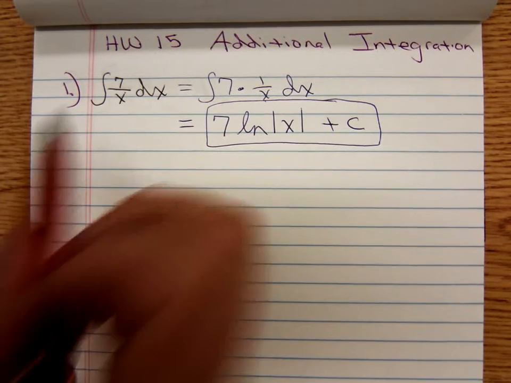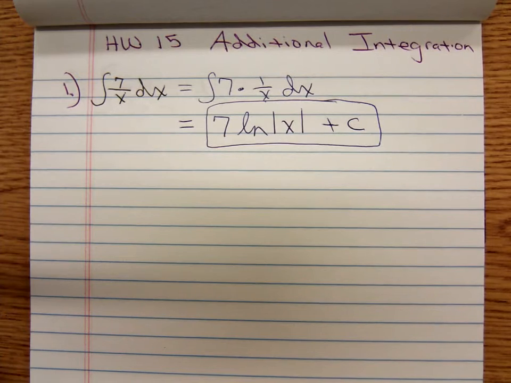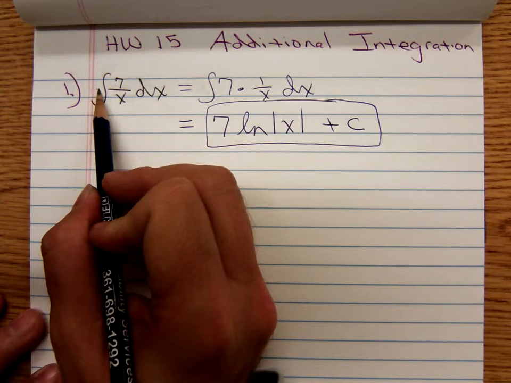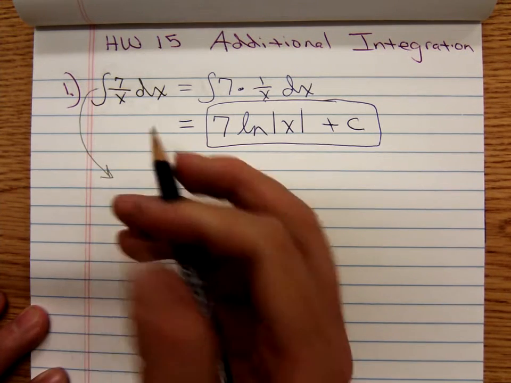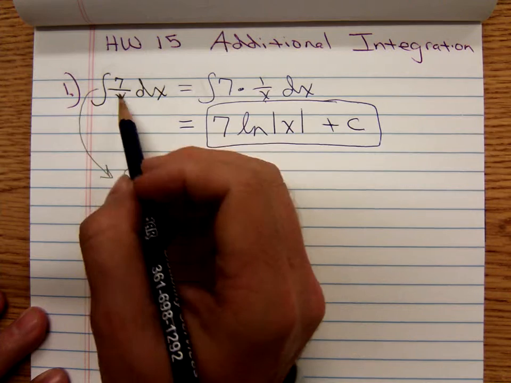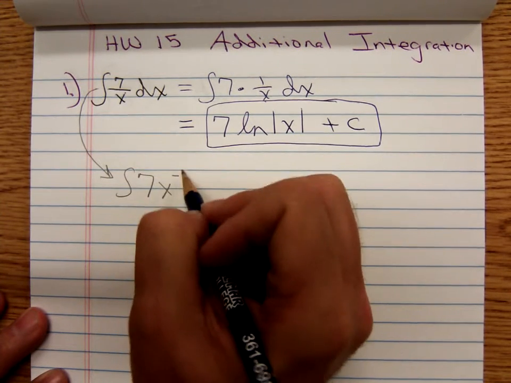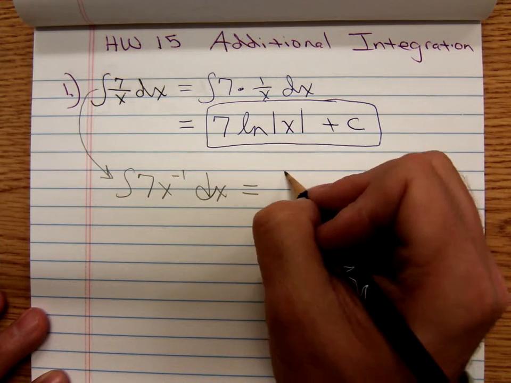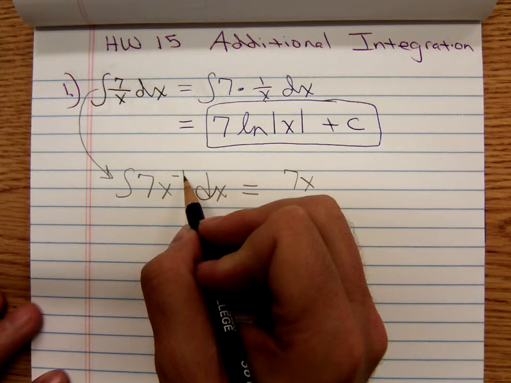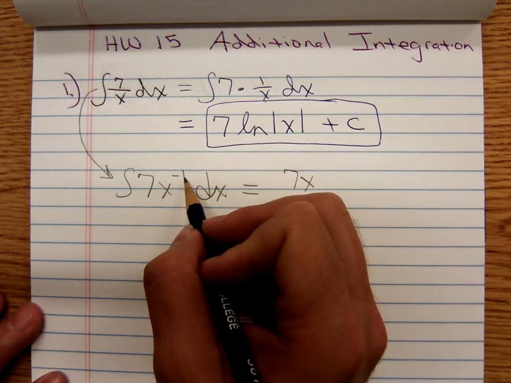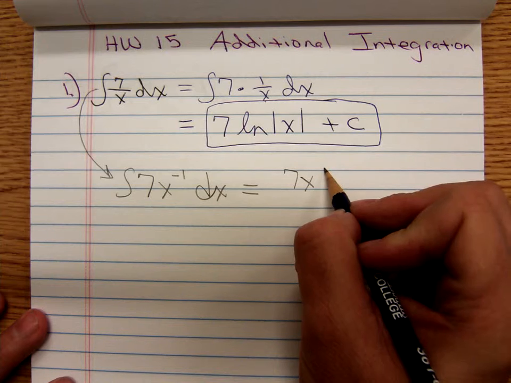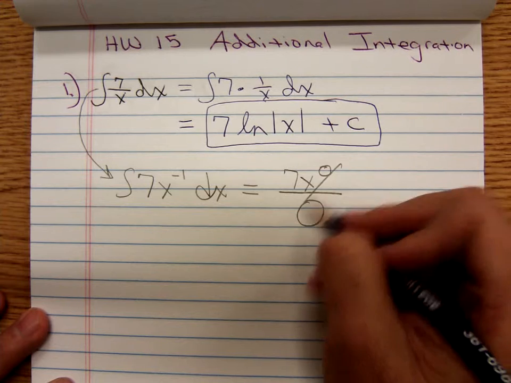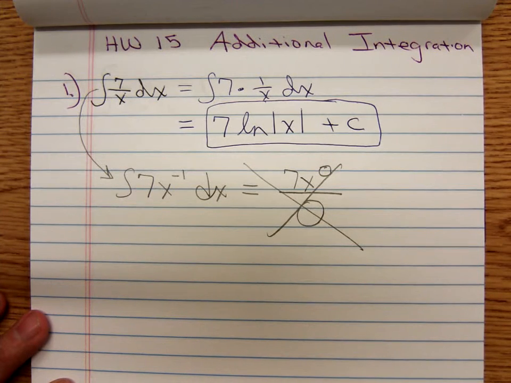Realize, if you don't think about the natural logarithm, suppose you come down here and you say, okay, that's the antiderivative. You would write that as 7x to the negative 1 dx. And then you go 7x, anti-differentiating x to the negative 1. Negative 1 plus 1 gives you an exponent of 0. Divide by 0. That should tell you right there you've messed up somewhere. You can't divide by 0.